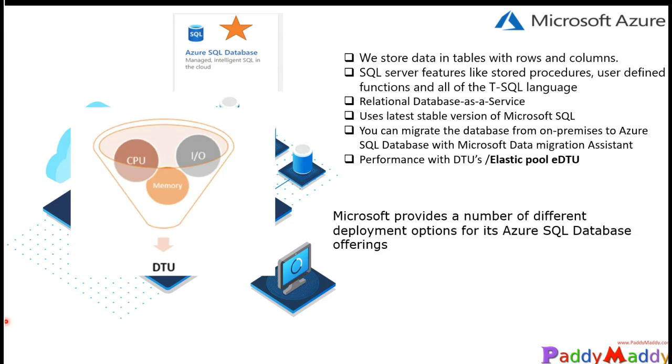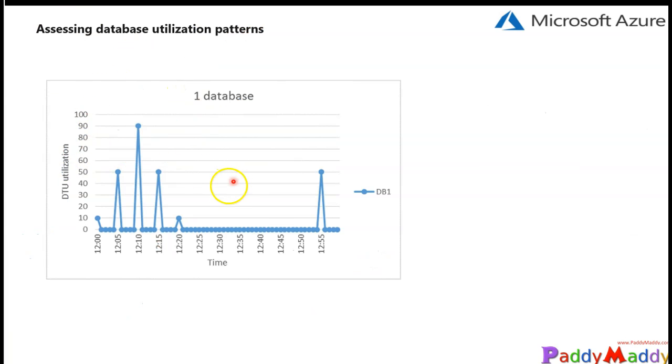If the database is predictably underutilizing resources, move it out. So that makes it easy. Let's take one example here. In this graph, the database spends most of the time idle, but periodically it spikes with some kind of activity. So this is a utilization pattern suited for a pool. In this graph, we also notice that the spiking is close to 90 DTUs, around 12:10, and there are other spikes up to 50 DTUs between 12:15 and 12:05 as well as 12:55.